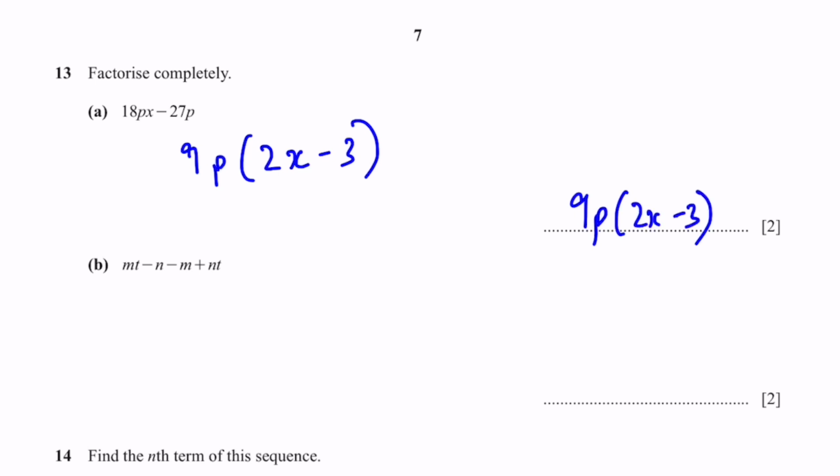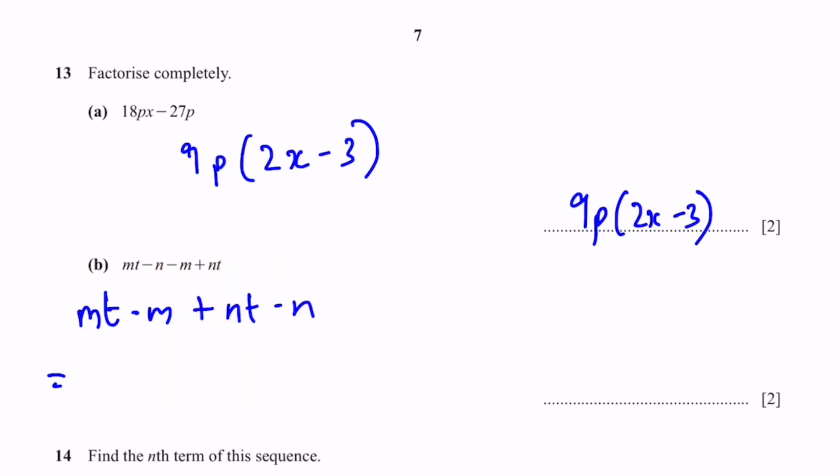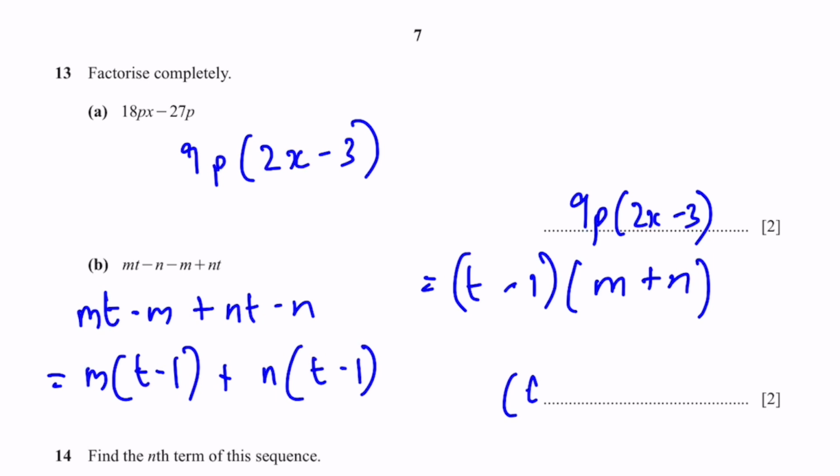B. mt minus n minus m plus nt. First, let's rearrange these into like terms: mt minus m plus nt minus n. That's equal to, when we factorize this part and this part, mt minus m can be factorized as m into t minus 1, plus, same thing, n into t minus 1. Now we can factorize this out. That will be equal to t minus 1 into m plus n. That's the answer.